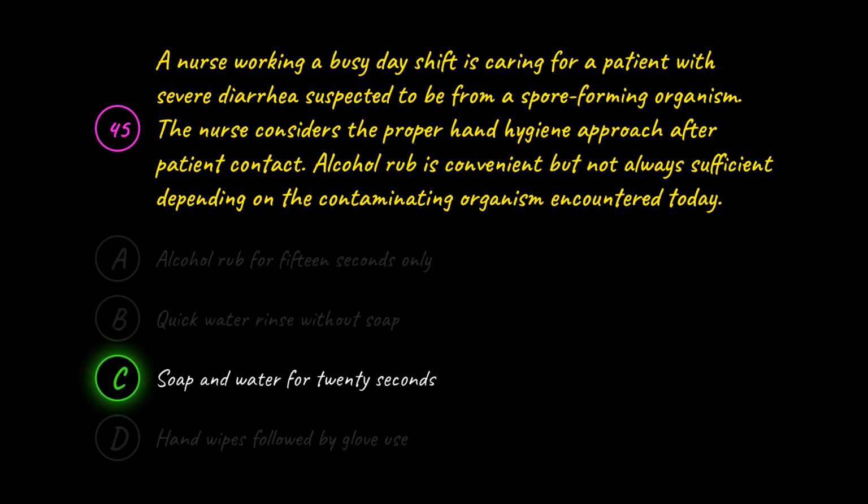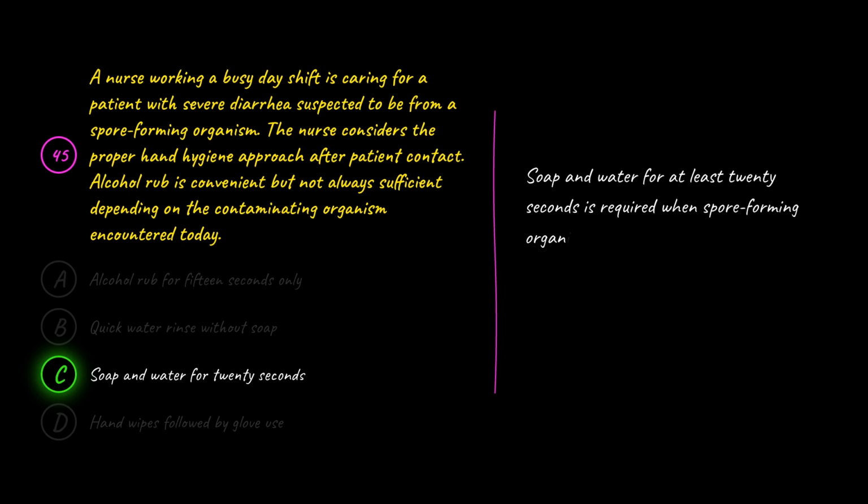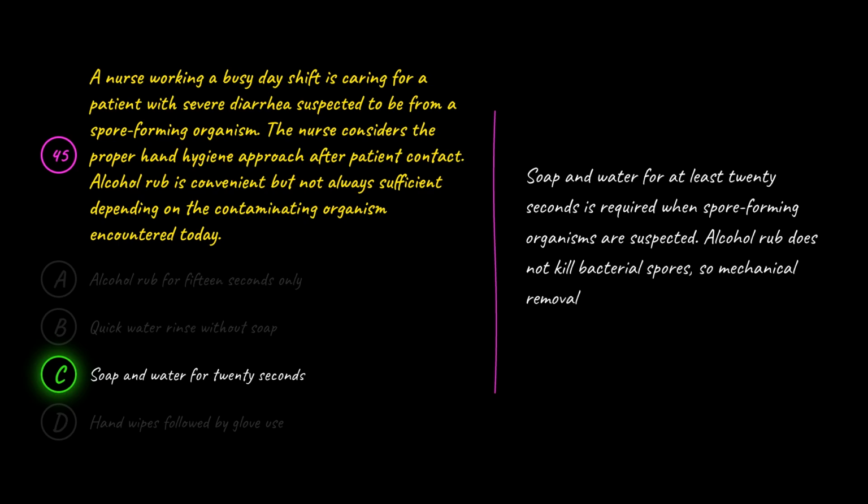The correct answer is C. Soap and water for 20 seconds. C is correct because soap and water for at least 20 seconds is required when spore-forming organisms are suspected. Alcohol rub does not kill bacterial spores, so mechanical removal through scrubbing and rinsing is essential here.